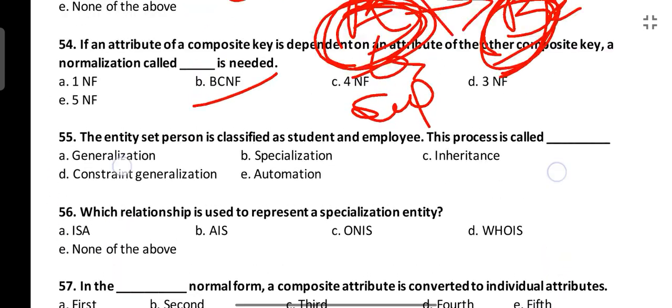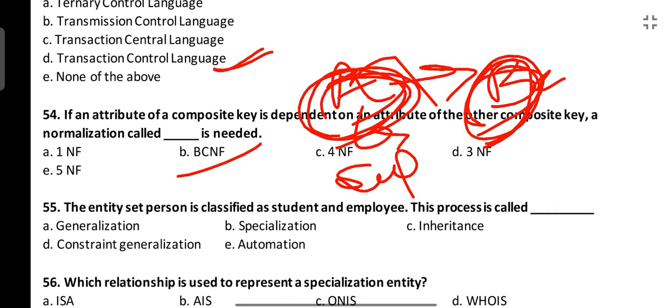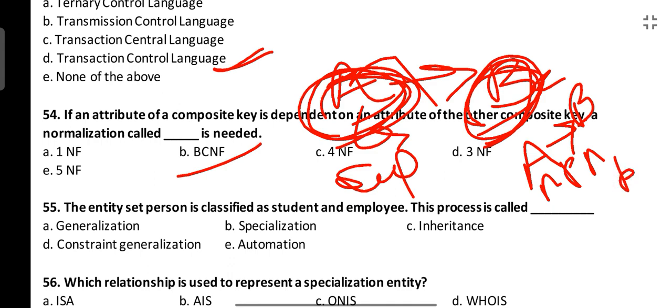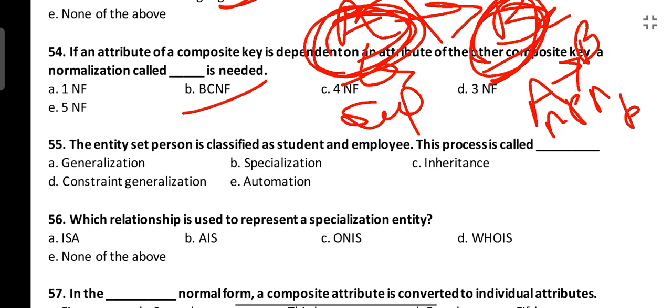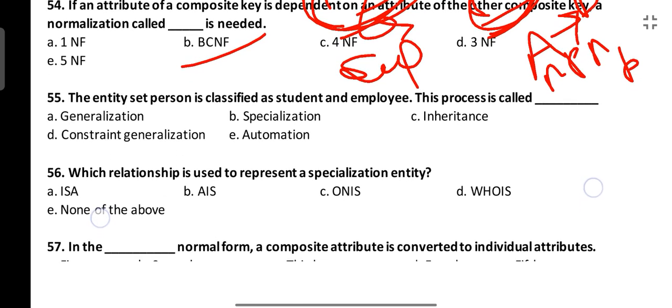So what is the difference between BCNF and 3NF? 3NF is used for removing non-trivial dependency. If A derives B, and this is non-prime and this is also non-prime, that is what we remove in third normal form. So BCNF is just stricter than 3NF.